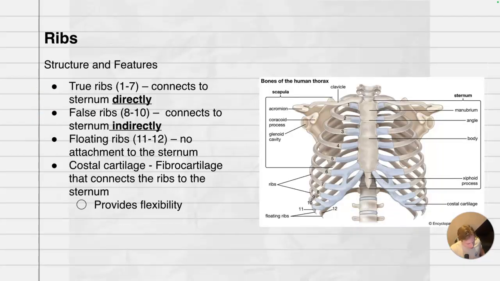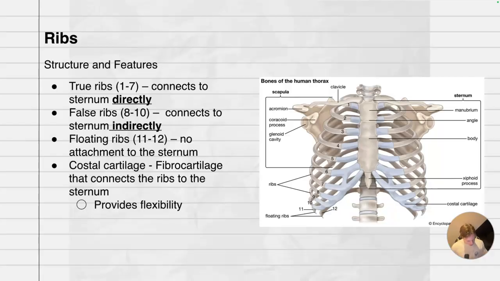So, going on to the ribs, there are three main types of ribs: our true, our false, and our floating. When we think of true, that just means that they're actually doing what ribs are designed to do. They connect from the spine on the very back, wrap all the way around, and connect to the sternum. We'll talk a little more about the sternum in a second.